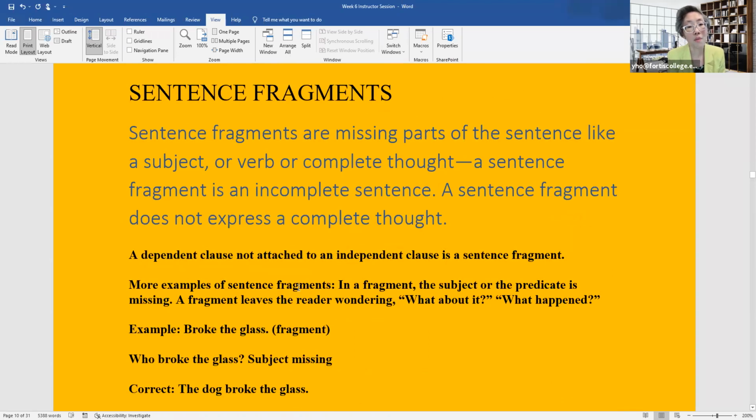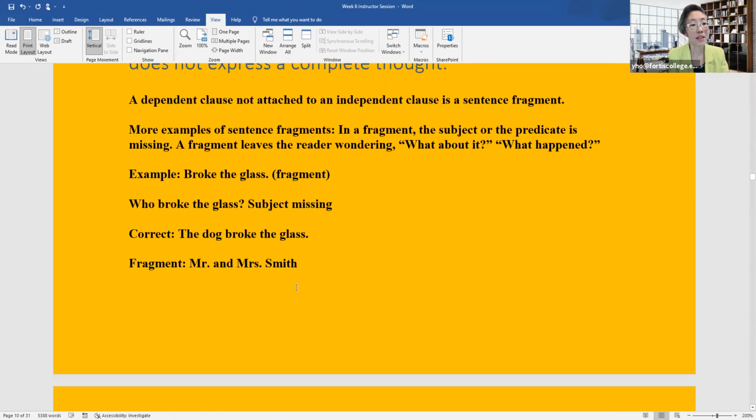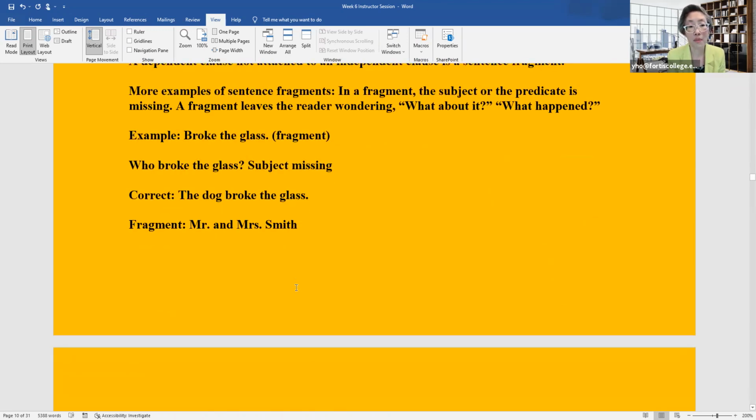Sentence fragments are missing parts of the sentence, like a subject, a verb, or a complete thought. A sentence fragment is an incomplete sentence. A sentence fragment does not express a complete thought. Sentence fragments are dependent clauses. So here are some examples of a sentence fragment.